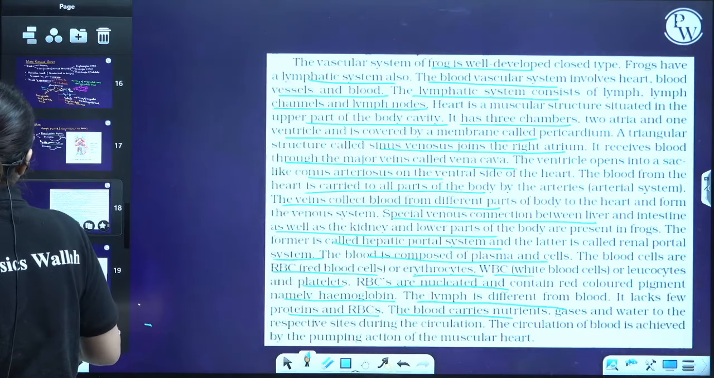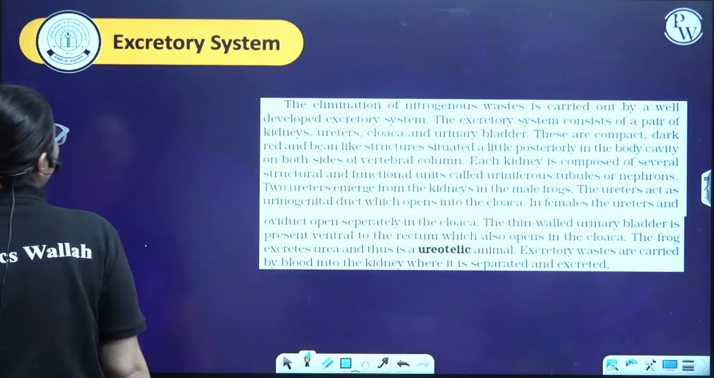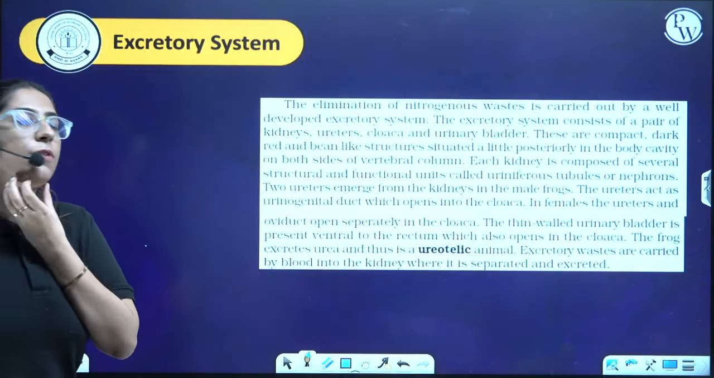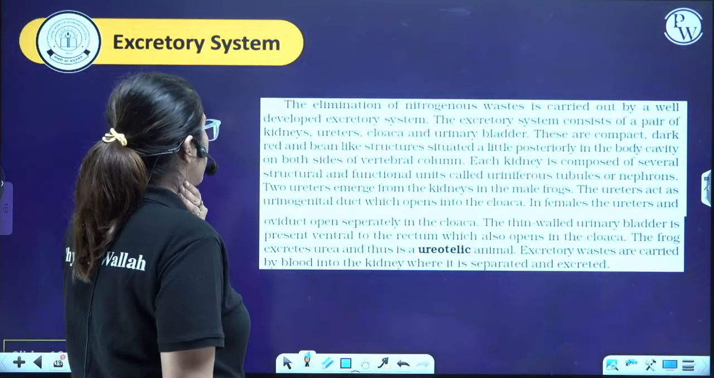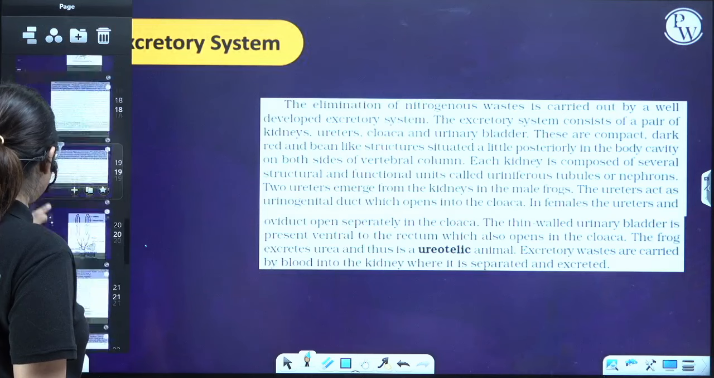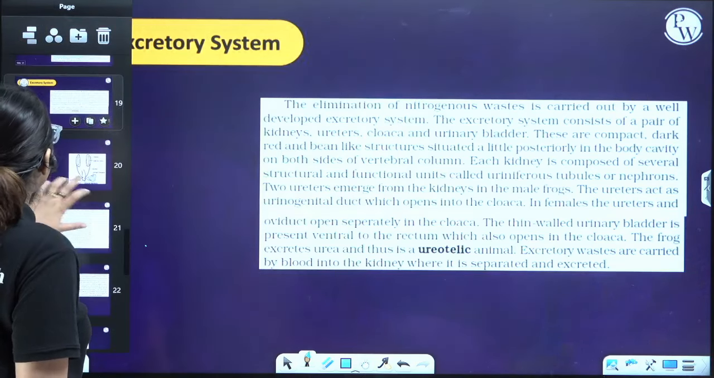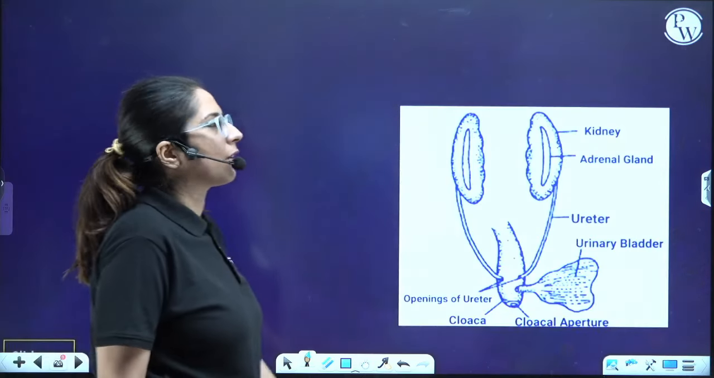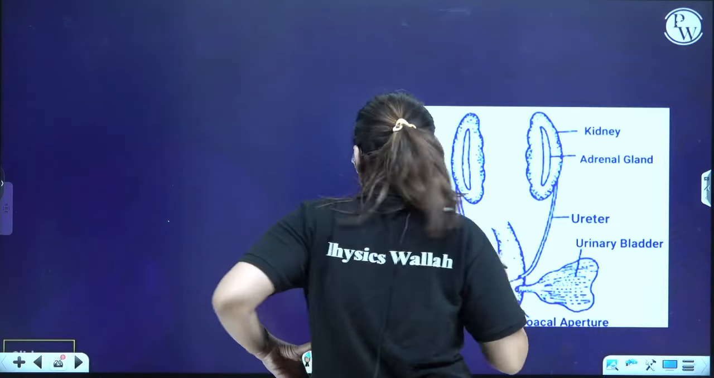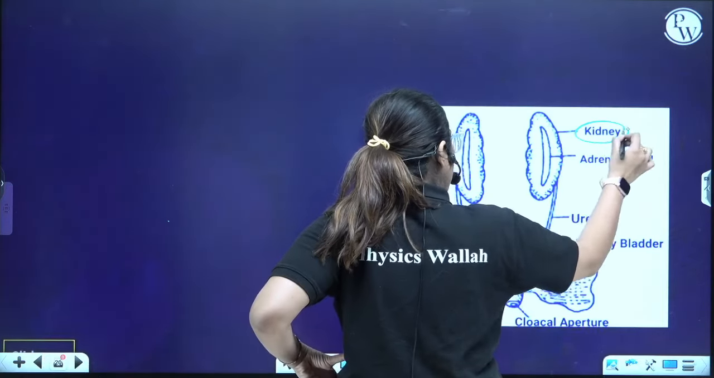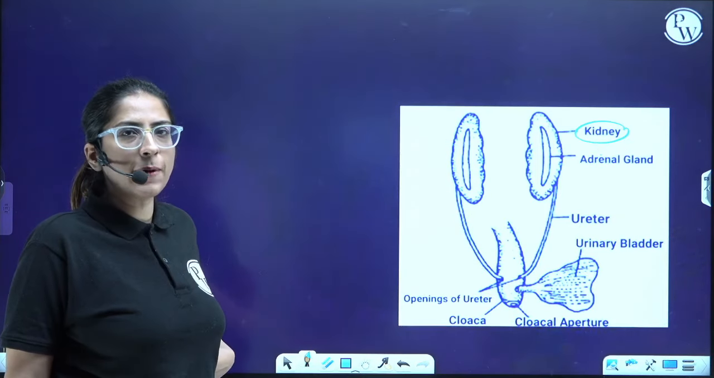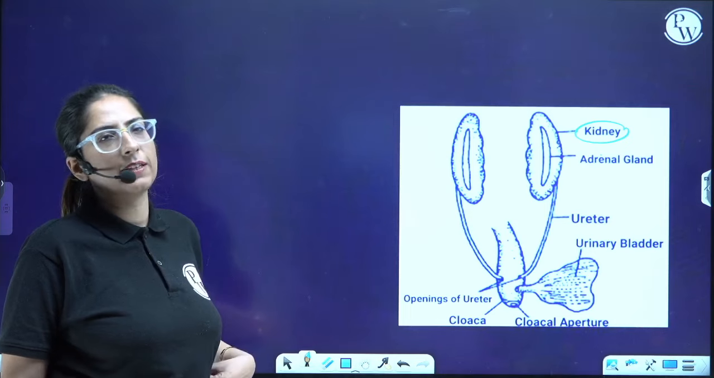Now, let's move on to the next structure, which is the excretory system. The excretory system also is well developed in these organisms. They have a dark red bean-shaped structure, which is termed the kidney. A pair of kidneys is present. They also have an adrenal gland over the anterior part of the kidney.